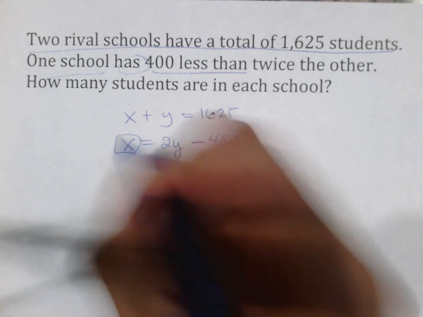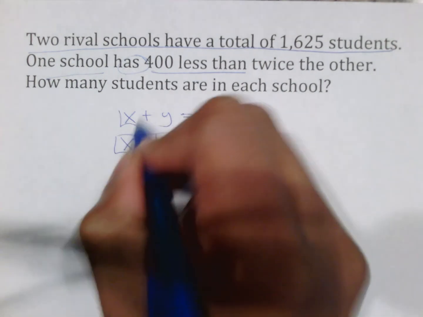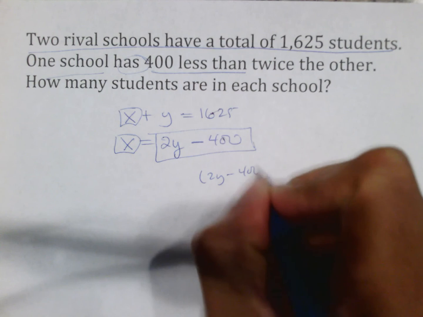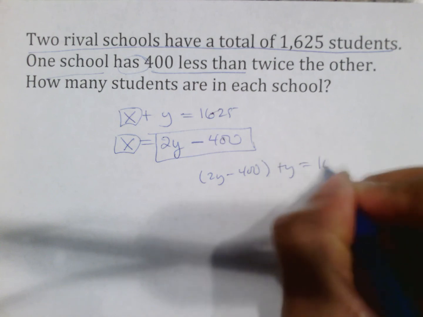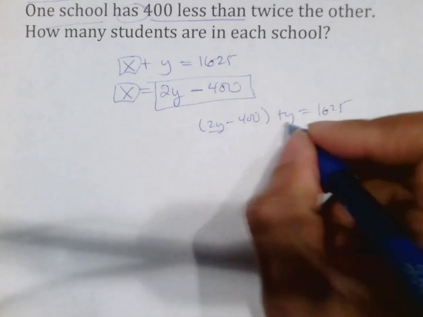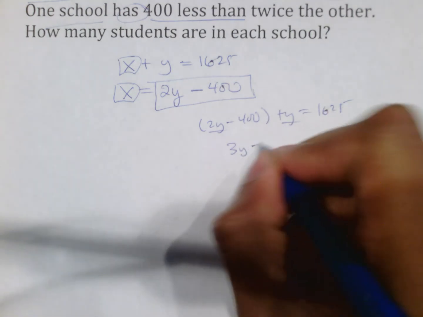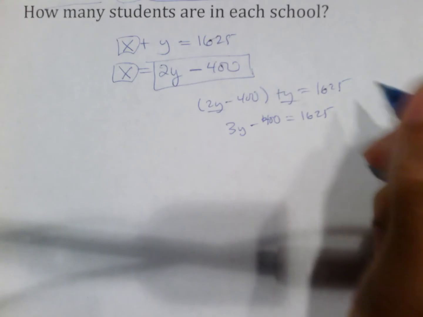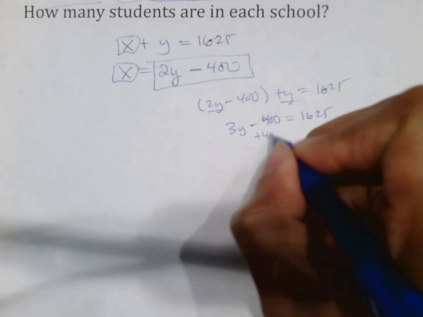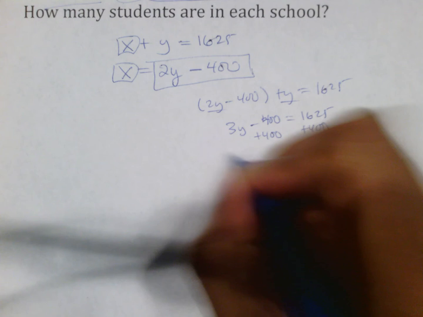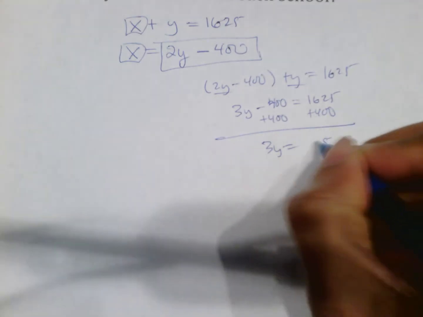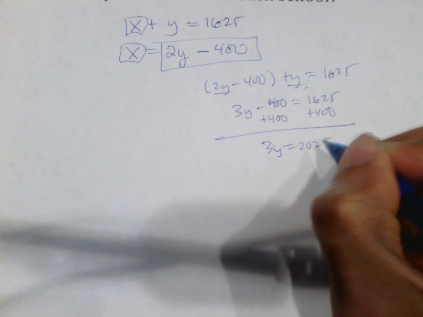So because this x is alone, we're going to substitute. Substituting that in, we get 2y minus 400 plus y equals 1625. Because there's nothing in front of the parentheses, we can put them together. 3y minus 400 equals 1625. To get rid of this 400, we're going to add it to both sides. You get 3y equals, well, adding this up, that's 520, carry the 1, 2025.